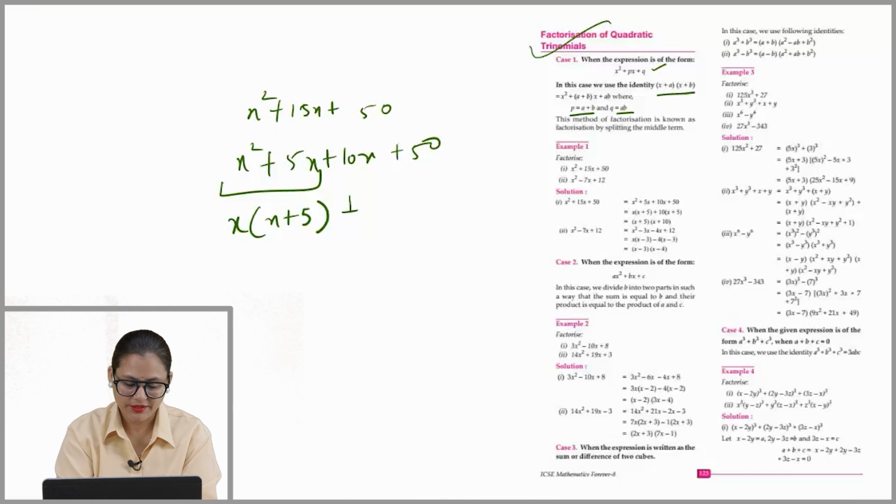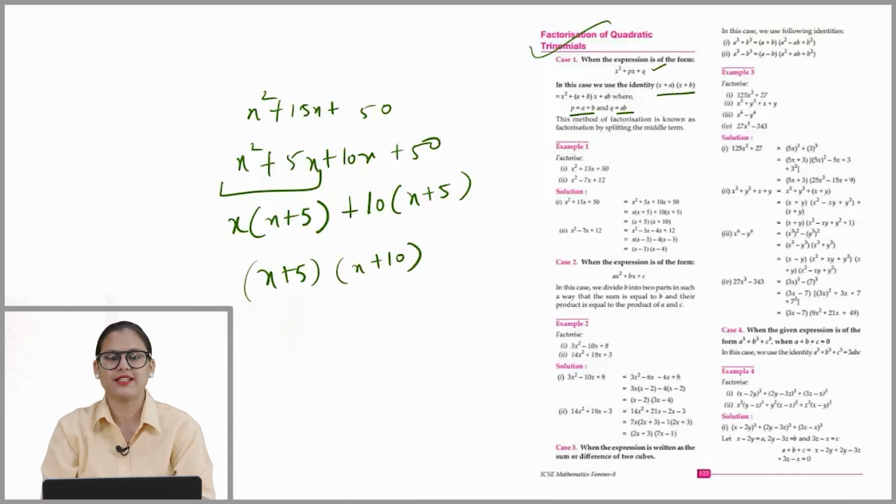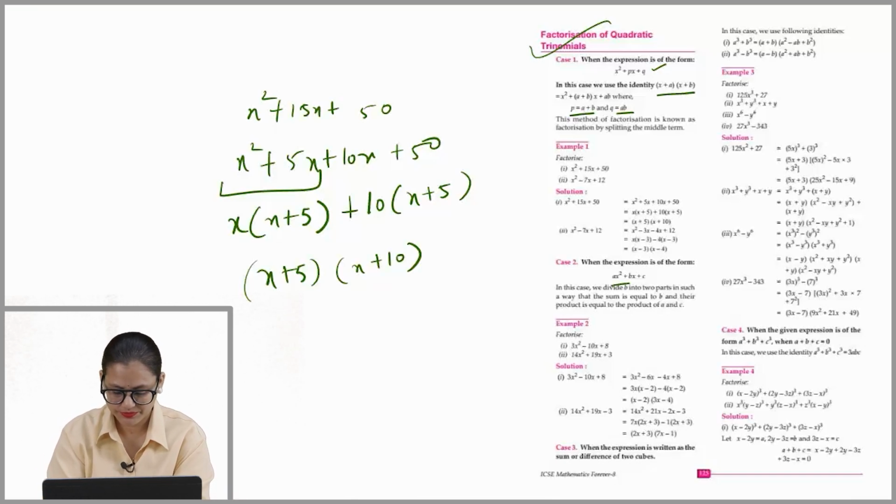Okay, then here 10, x plus 5. So, x plus 5 and x plus 10. Okay, these are the factors. Case number 2. When the expression is of the form ax square plus bx plus c.